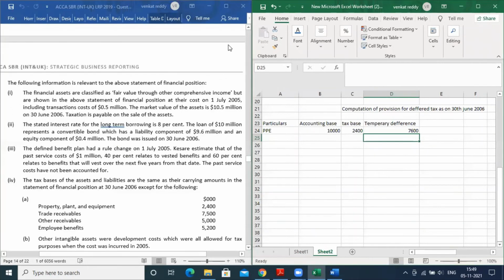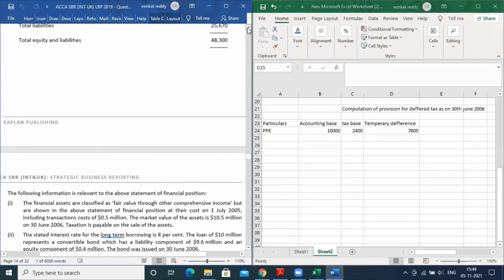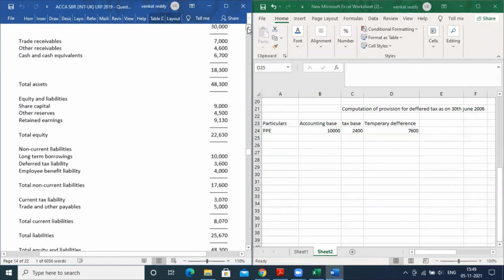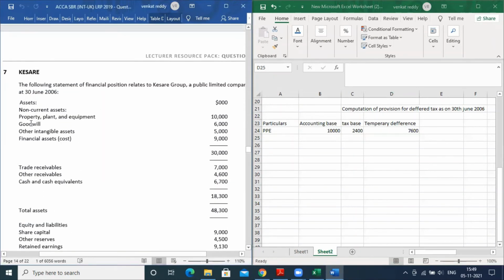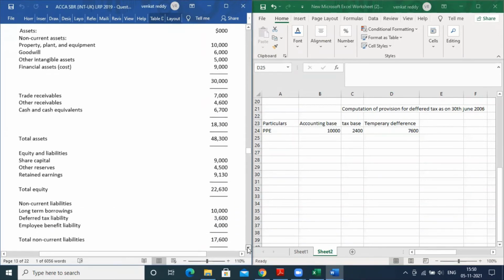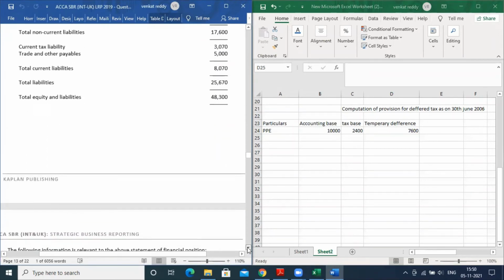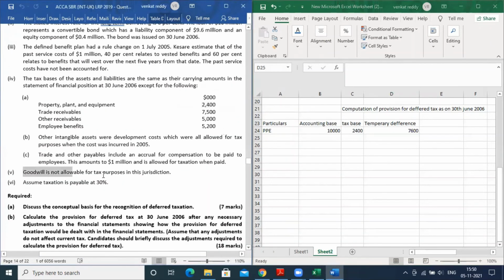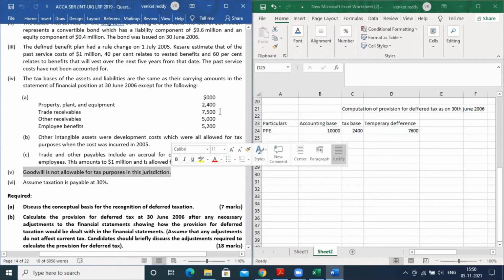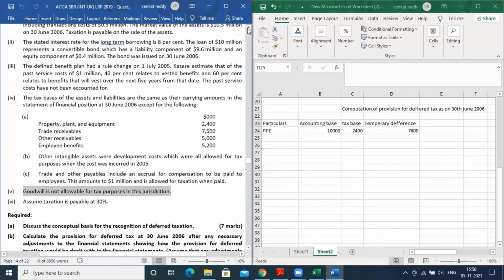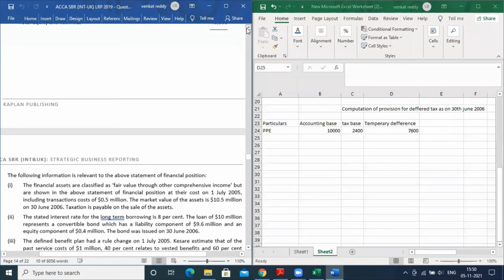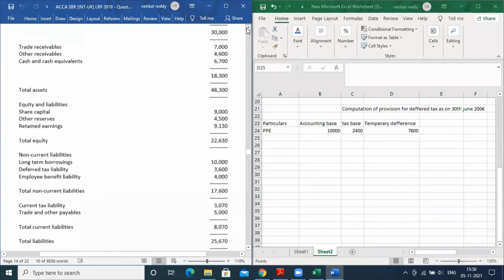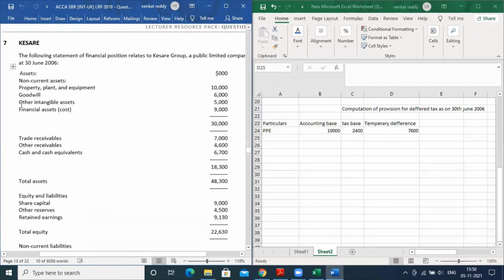Now after PPE, the next item is goodwill. In the adjustments they already mentioned that goodwill is not allowed for tax purpose in this business. Because the goodwill is not allowed, we won't be considering the goodwill value. After goodwill, the next asset is other intangible.